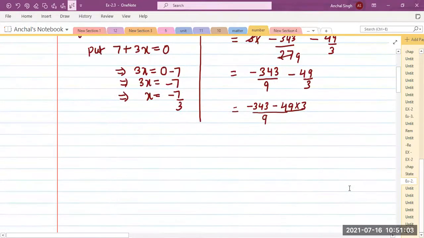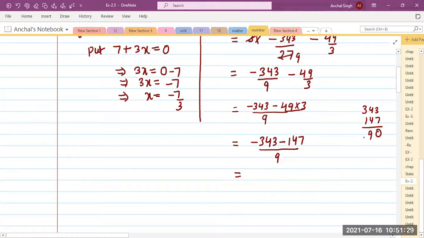Now this will give us minus 343, then 49 threes, I think it is 147 upon 9. Now signs are same, so they will add. So see 343 and 147. This is going to give you how much? This is 10, this is 9, and this is 4. So minus 490 upon 9.